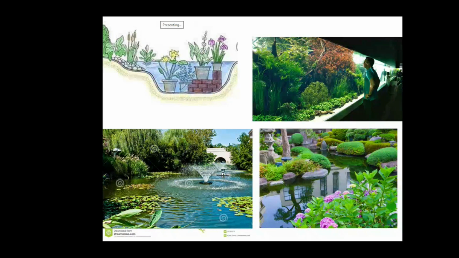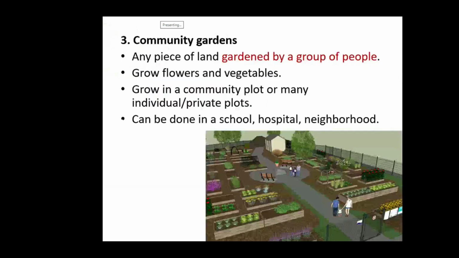Please remember aquascaping, sometimes too much question, so you might be asked. Yeah, so we have completed those two and we start with the community garden now in this particular class. Community garden is again a piece of land gardened by a group of people.